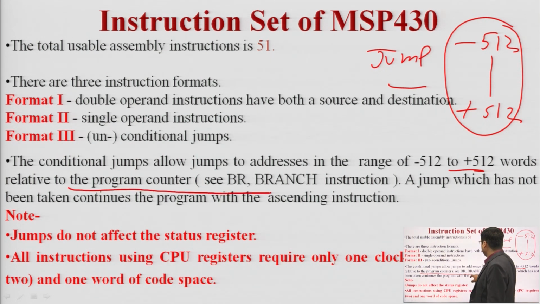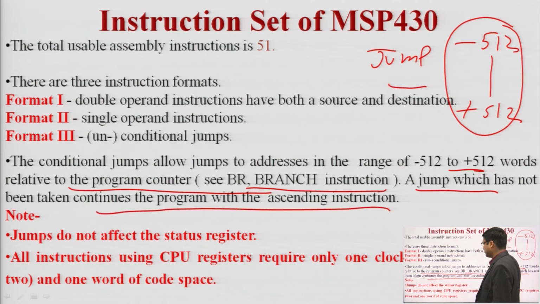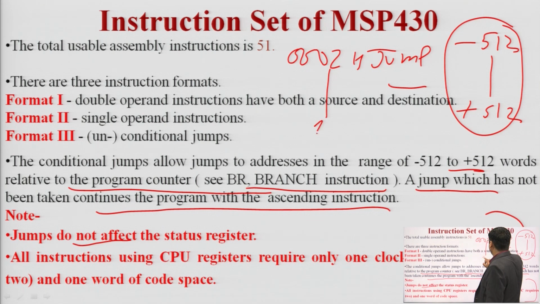Relative to the program counter, we can see the BR branch instruction. A jump which has not been taken continues the program with the ascending instruction, okay. So, there are some important points. If we want to jump from one memory address, say 0002H, to 2400H, we can see that the status register will not be affected.